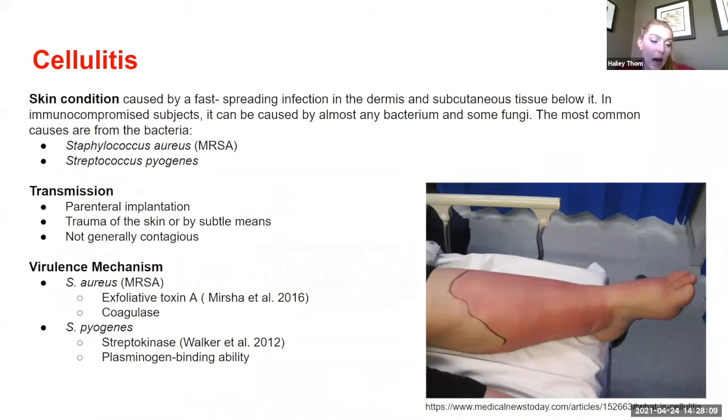And then for Streptococcus pyogenes, there's streptokinase and its plasminogen binding ability. Streptokinase interacts with the plasminogen in our bodies. Plasminogen is a major enzyme in our bodies that breaks down blood clotting. So when streptokinase binds to plasminogen, there isn't any breakdown of the blood clots. And ultimately, those same immune cells can't get to the infected area as easily.